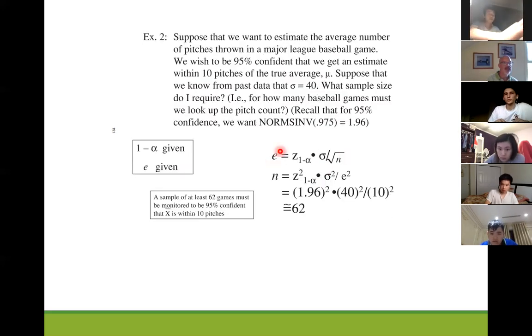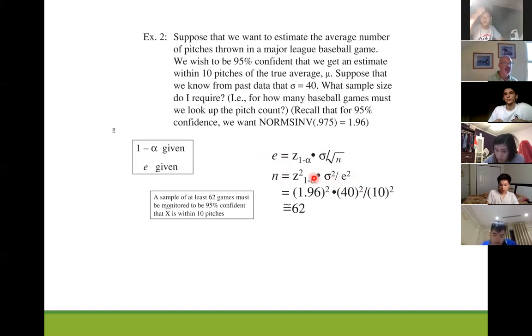Here's our original formula. If I multiply both sides by square root of N, I get square root of N times E equals Z 1 minus alpha times sigma. And then I square both sides to get N out from the radical. That's why everything is squared. And then I divide by E to put E on one side. So basically, using algebra, I can come up with this formula right here, the one I'm circling with the laser pointer. Now again, you don't need to solve it. You can just write this down. That's the sample size formula.